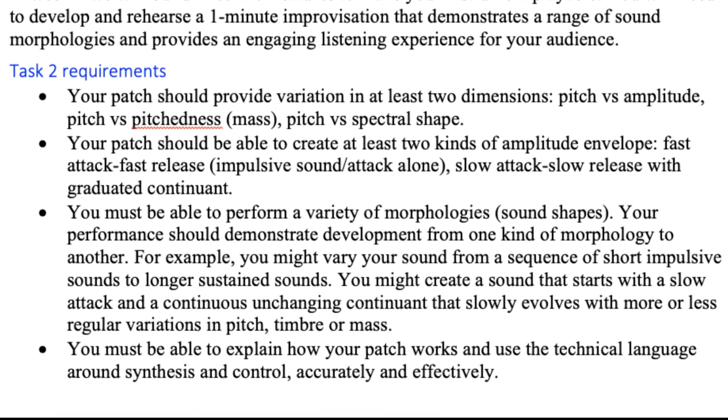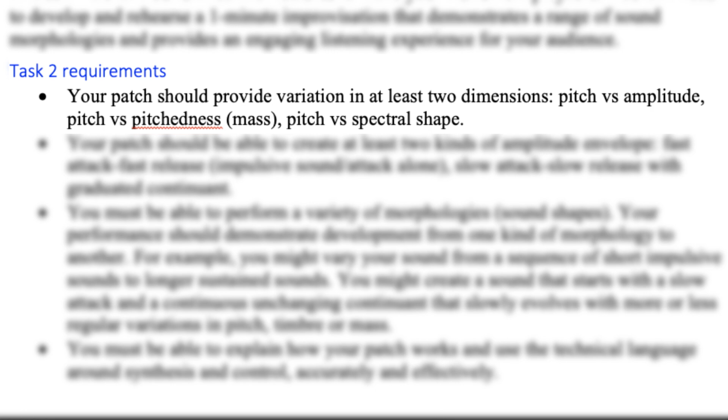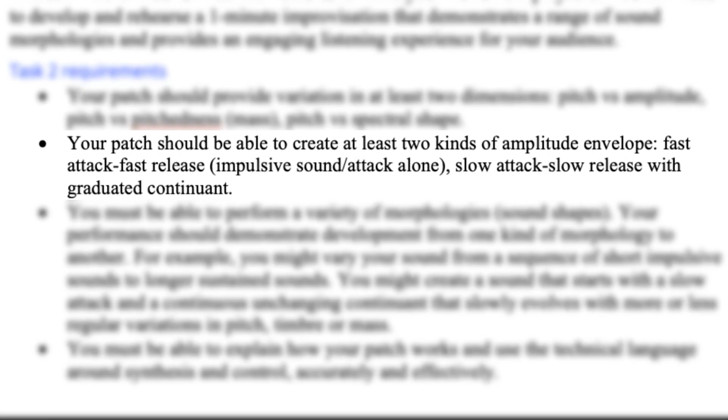Task 2 Requirements. Your patch should provide variation in at least 2 dimensions. For example, pitch versus amplitude, pitch versus pitchedness or mass, or pitch versus spectral shape or timbre. Your patch should be able to create at least 2 kinds of amplitude envelope: fast attack, fast release, for example impulsive sounds, or attack alone, as Smalley describes it, and slow attack, slow release, with graduated continuant.